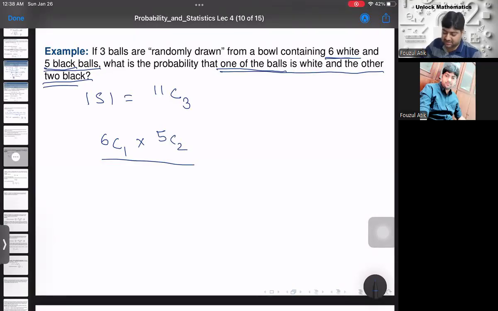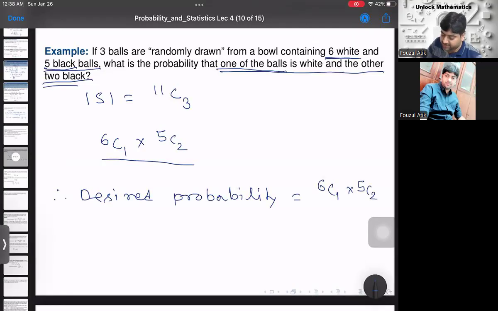So therefore, what is the desired probability? The desired probability is 6C1 into 5C2 divided by 11C3.